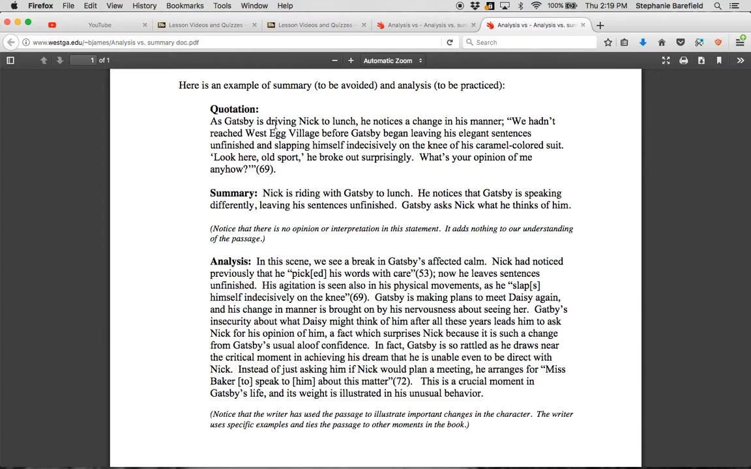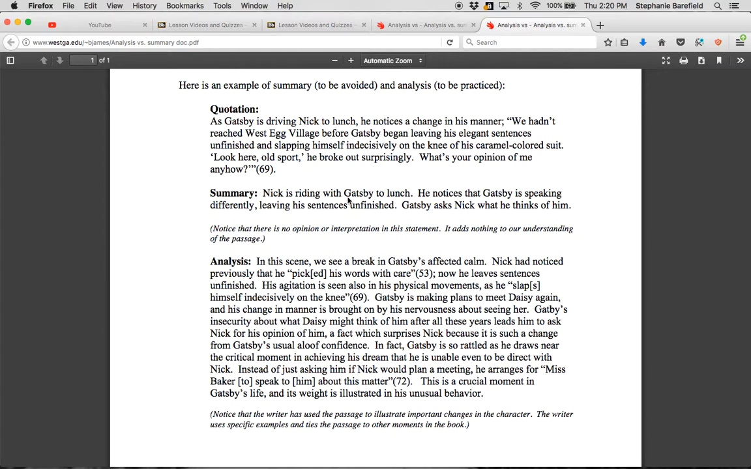As Gatsby is driving Nick to lunch, he notices a change in his manner. We hadn't reached West Egg Village before Gatsby began leaving his elegant sentences unfinished and slapping himself indecisively on the knee of his caramel-colored suit. "Look here, old sport," he broke out surprisingly. "What's your opinion of me anyhow?"